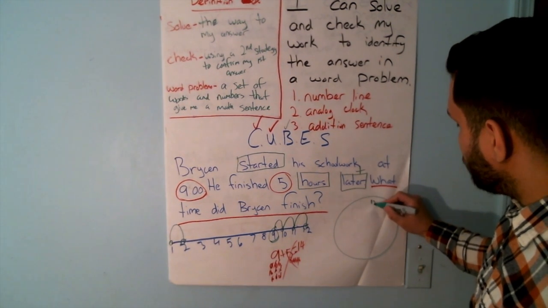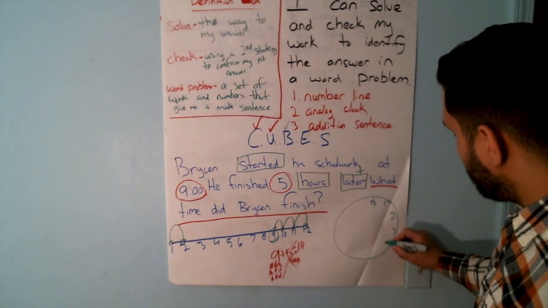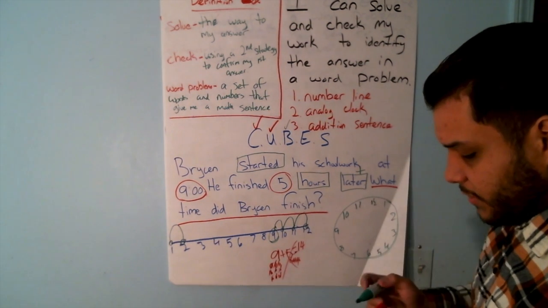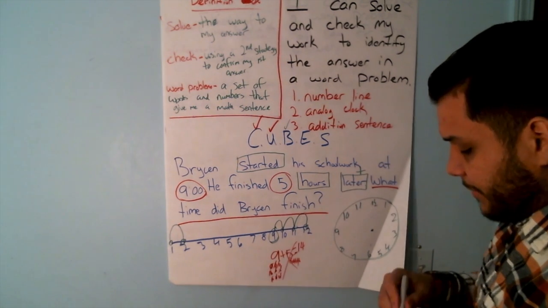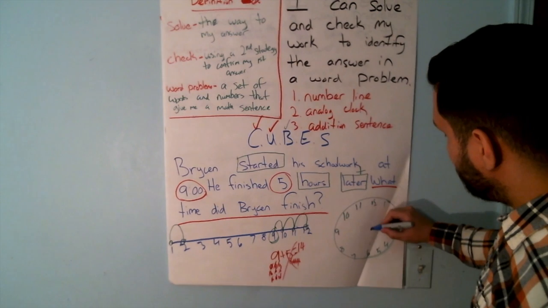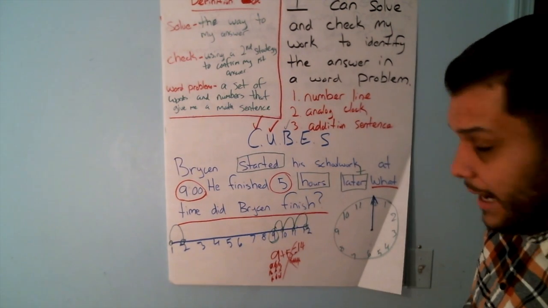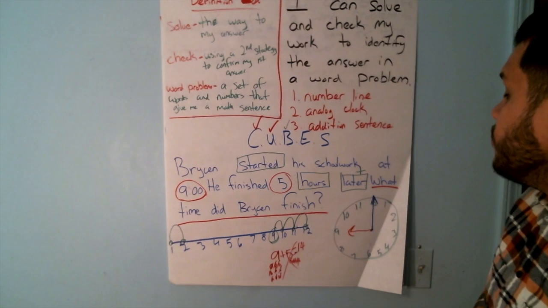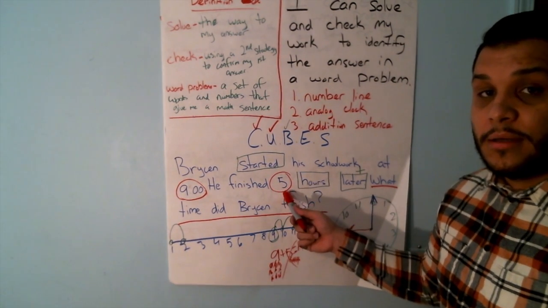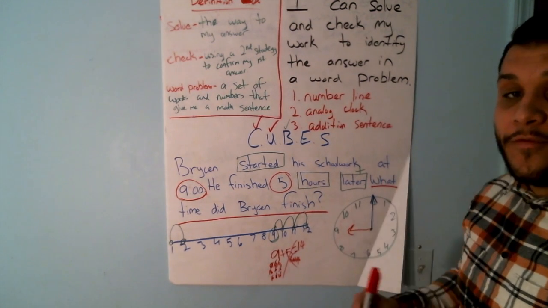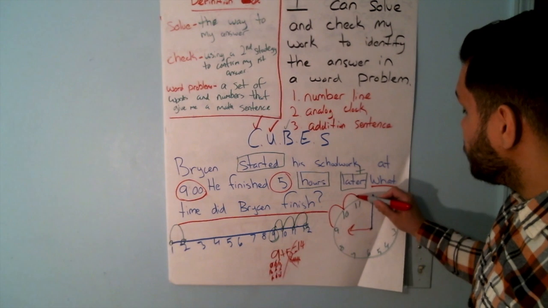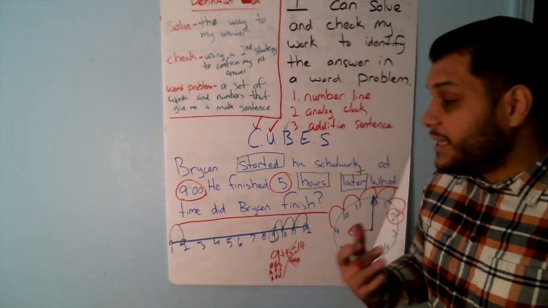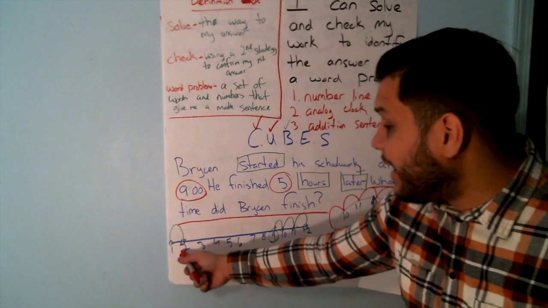So I have 12, 1, 2, 3, 4, 5, 6, 7, 8, 9, 10, 11. Because I'm in an hour, I know that my minute hand is pointing at my 12. And I know that my hour hand is going to point at the correct 9. Now I want to move 5 more hours. So I'm going to start at 9 o'clock and I'm going to move forward 5 spaces. 1, 2, 3, 4, 5. I landed at 2 again. I have 2 here and I have 2 here.